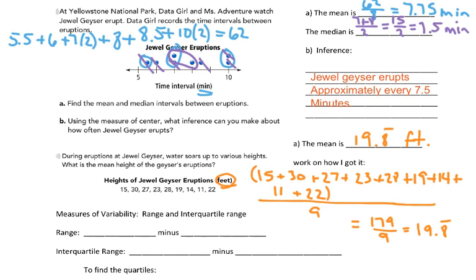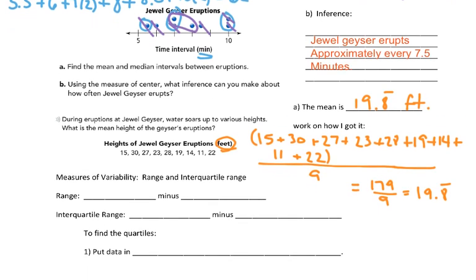So another word for mean is average. So the average height that the geyser erupts is about 19.8 repeating feet. Alright, let's move on to the next part.